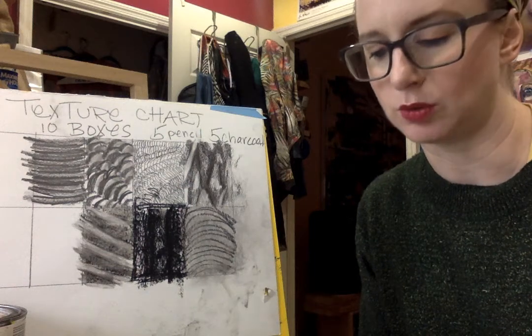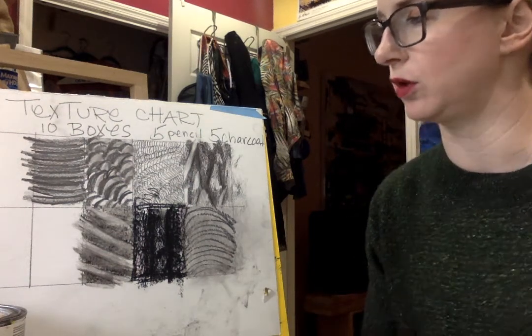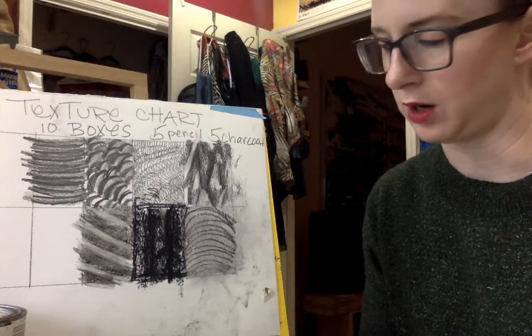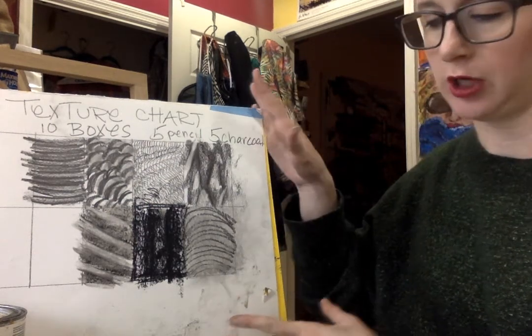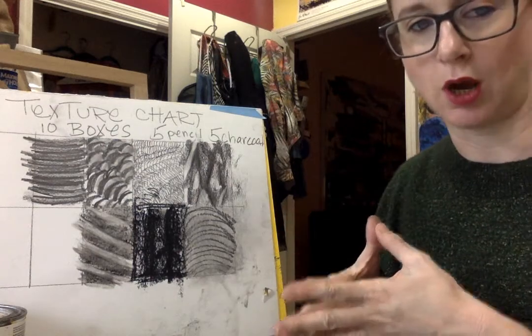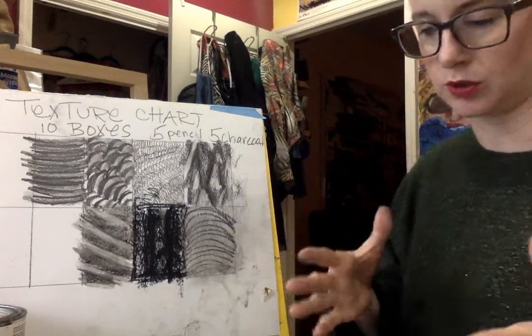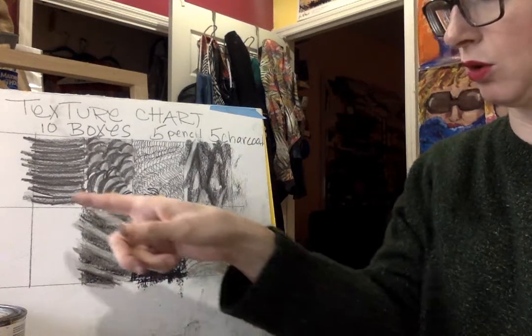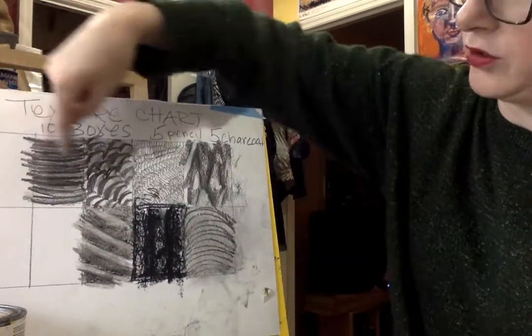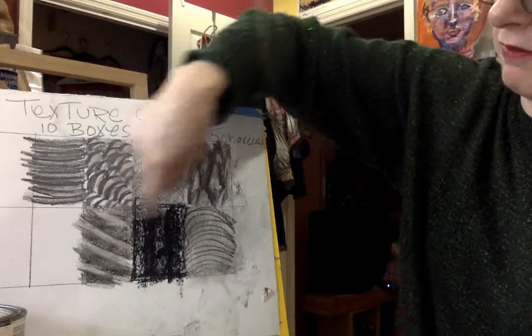Hey everybody, so this is the demo for the texture chart for this week's class. And so here's an example of a texture chart. I would like you to do it on a piece of paper, not in your sketchbook, so make it a little bit bigger. And you're going to make 10 boxes. So 1, 2, 3, 4, 5 up top and then 5 on the bottom.